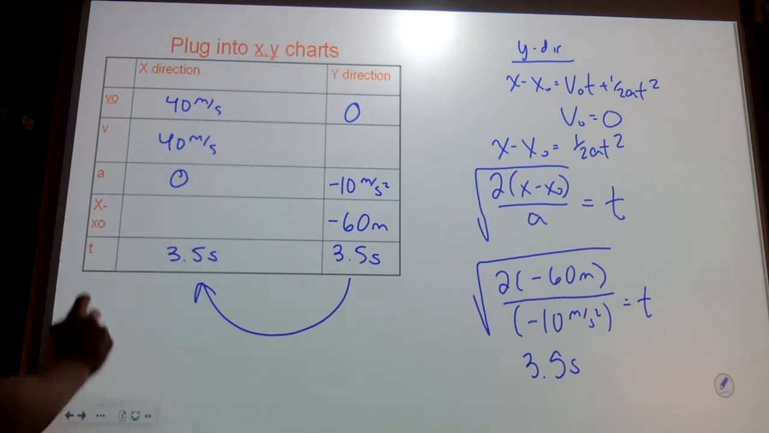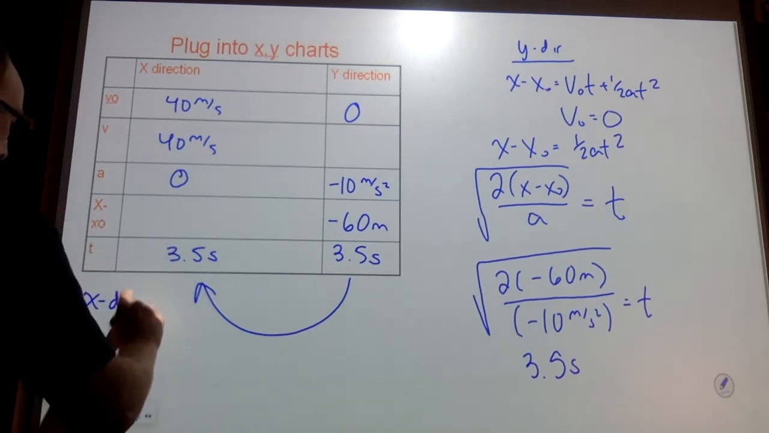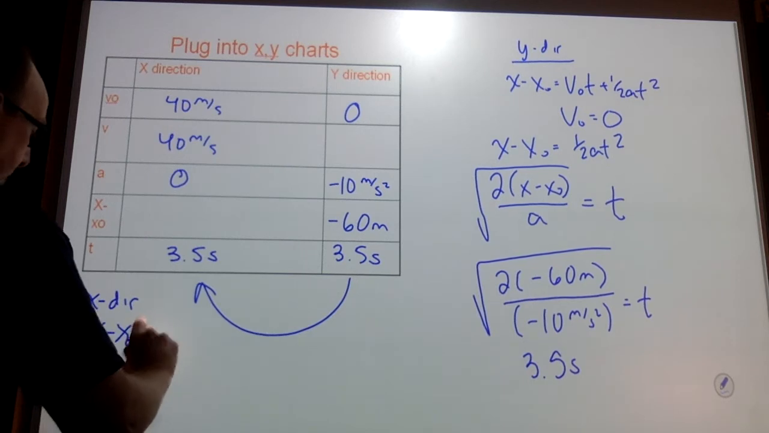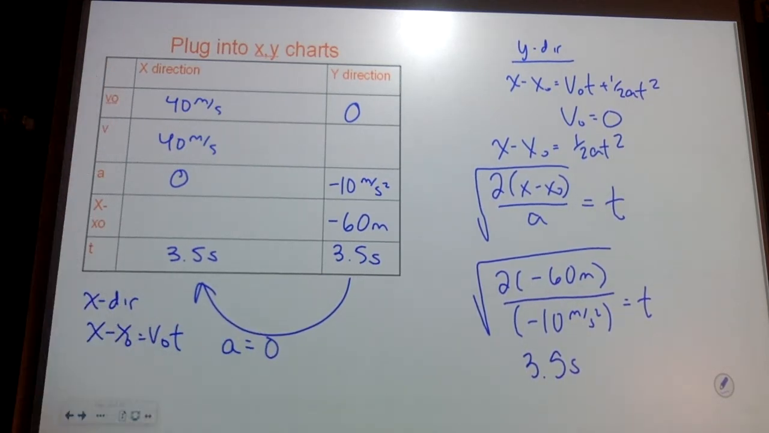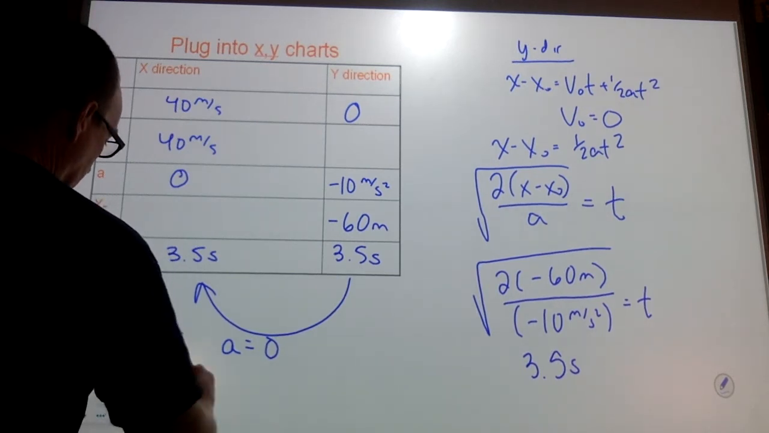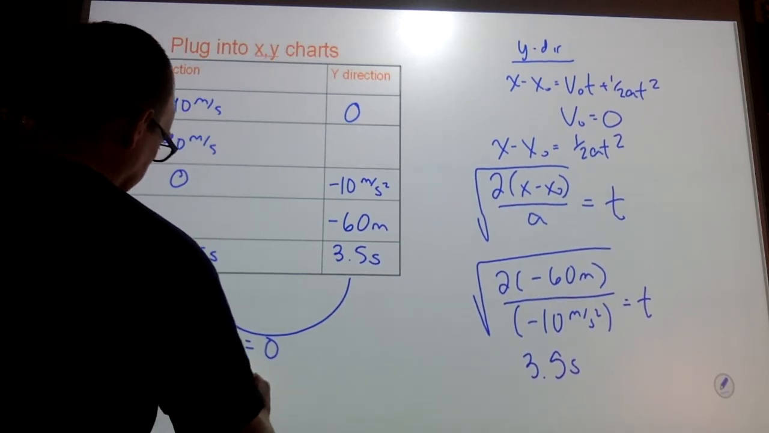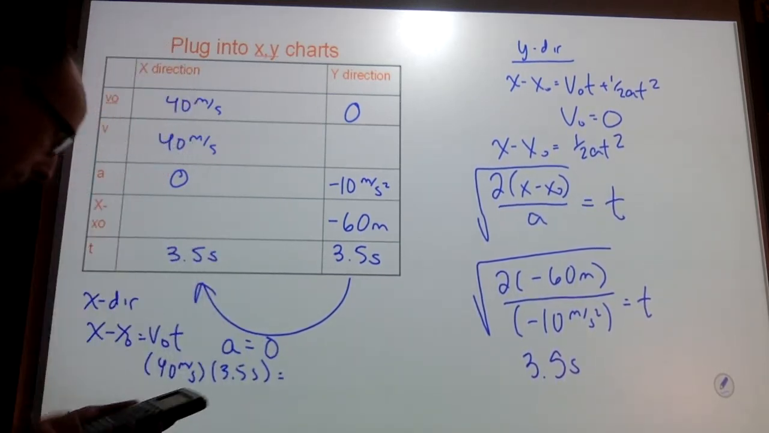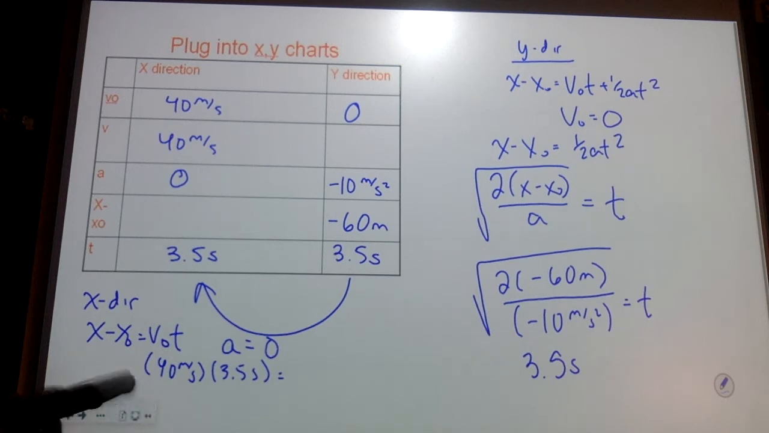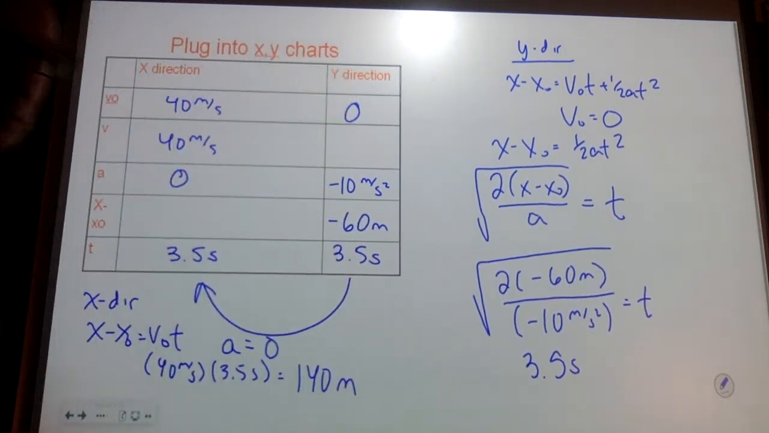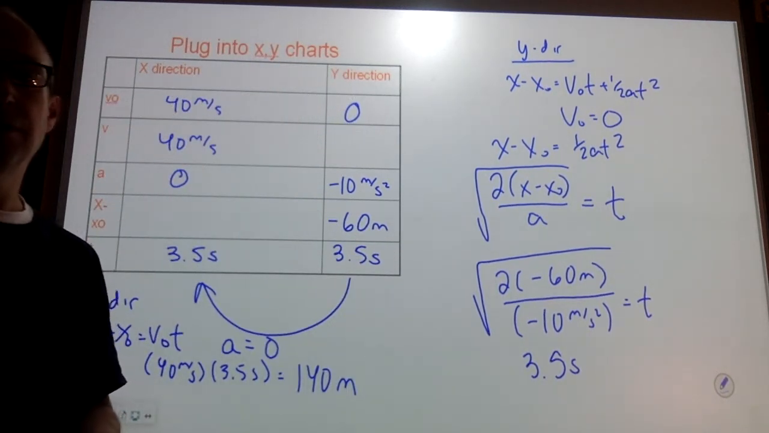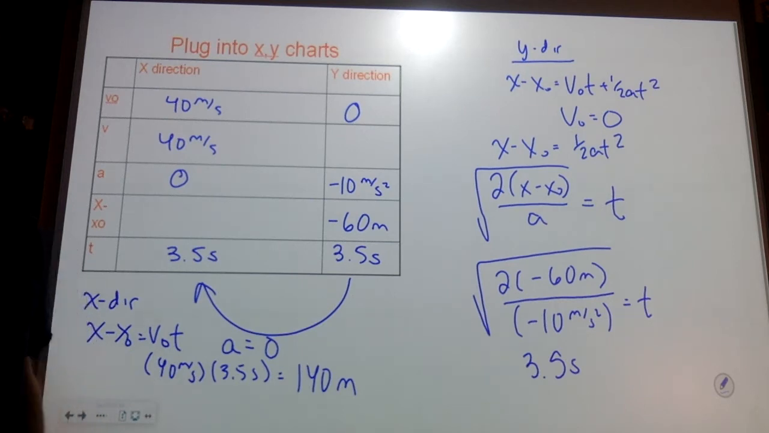And then in the x direction, using the same equation, acceleration 0, so the 1/2 at squared cancels out. And so we have 40 meters per second times 3.5 seconds. And again, I rounded, but the acceleration is not exactly -10 either. So that ends up being 140.